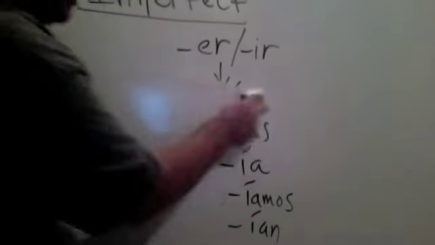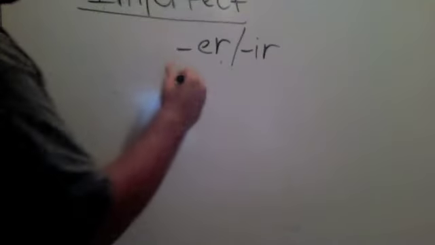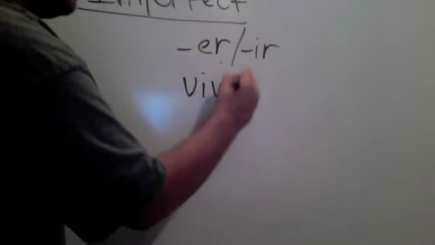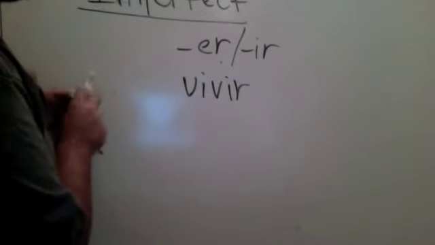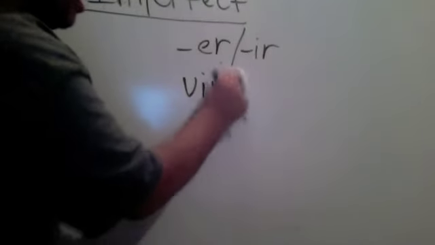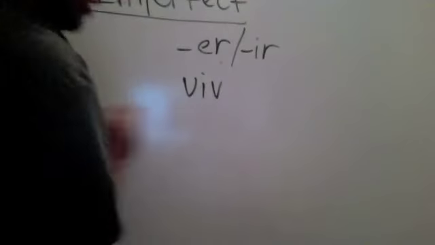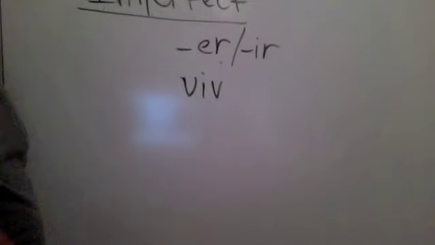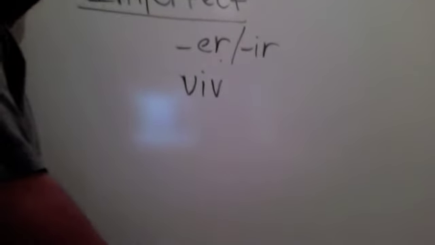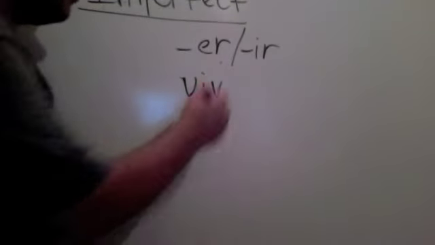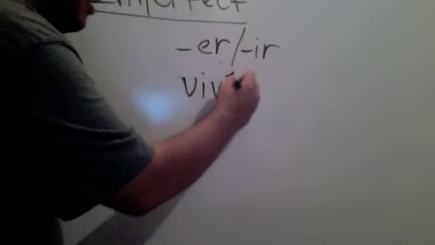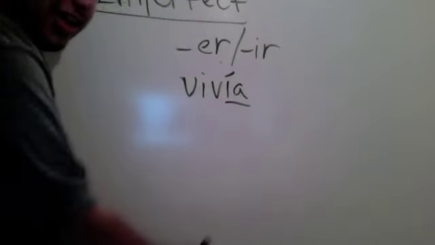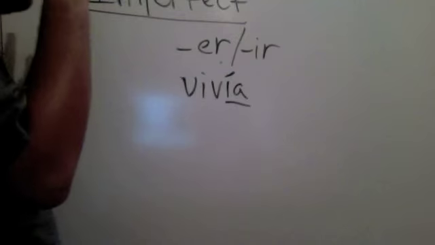Let's head on over to the ER/IR. G, can you give me a verb, please? Vivir. Okay, like I said, we're going to drop the ER/IR. And I hope you've written down the endings, because they're not here to help you anymore. What form do you want it in, G? Well, let's do yo form first. Okay, so remember, the I's all have accents in the ER/IR imperfect.